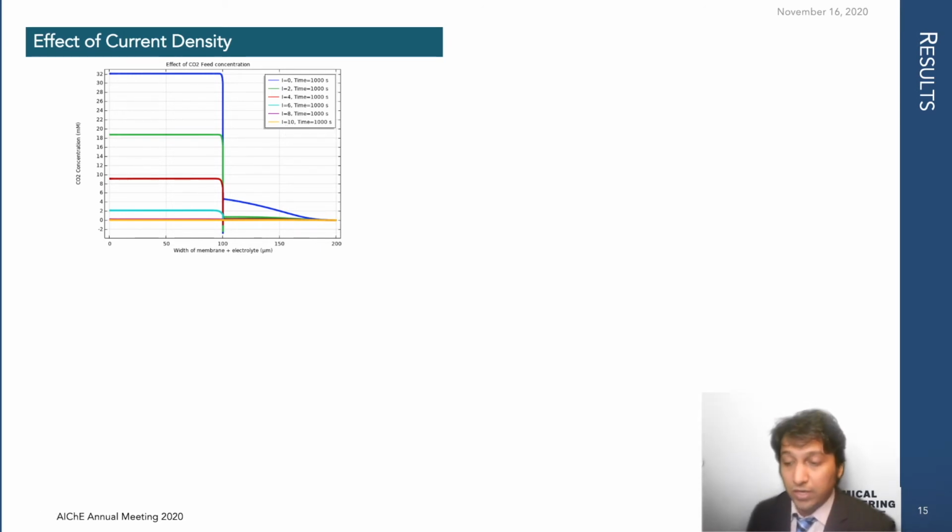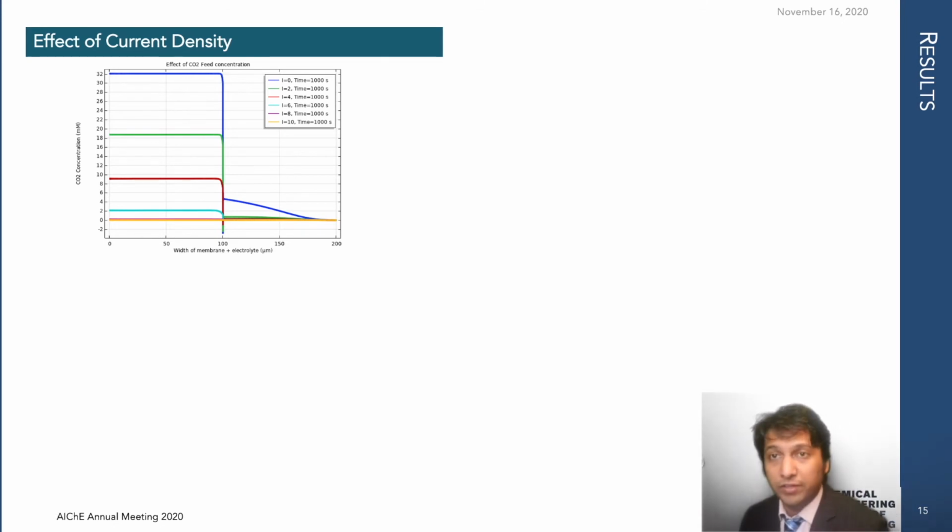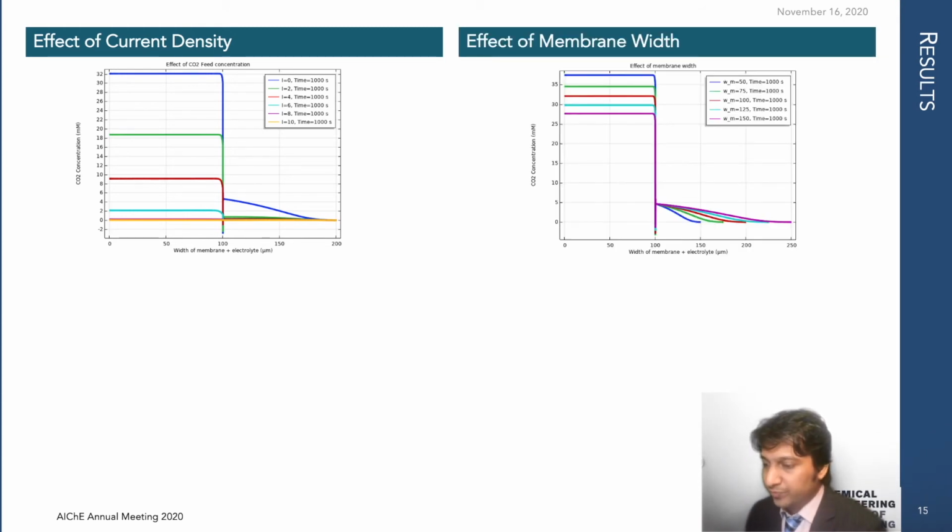When there is zero current, that means there's no CO2 getting consumed. We get a maximum CO2 concentration of about 33 millimolar, which is when CO2 is saturated in an aqueous system, according to Henry's law, and that's the maximum concentration it can get. And the time here, 1,000 seconds, is just so that we run the system to steady state, and that's when we stop seeing any change in concentration profiles. So, and then we move to the effect of membrane width.